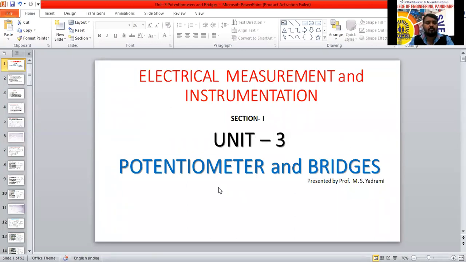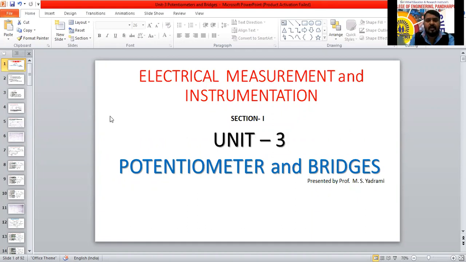So good afternoon to one and all. After so many days, we are engaging the class. Yes, almost 10 to 12 days. So we have started already. I think the third unit has started. Yes.